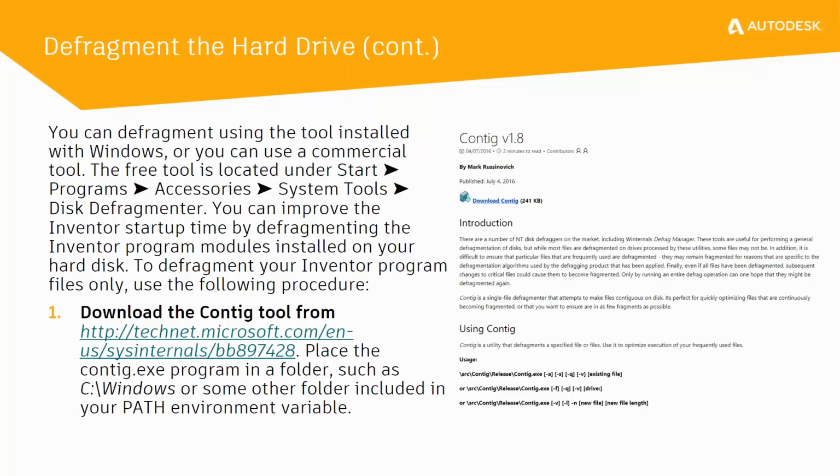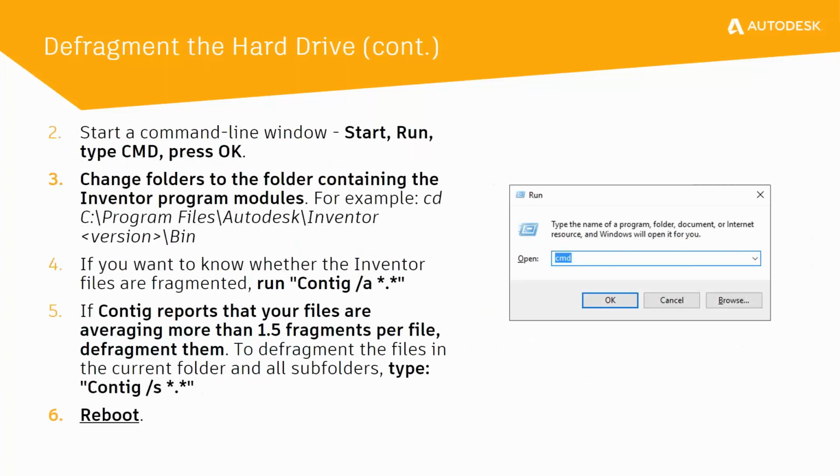If you're looking to defrag your Inventor files specifically rather than all of your hard drive, then you can actually do that using a Microsoft tool, by following the link on the screen there. If you download that file and then run it, or run a command line, you're able to locate specific Inventor program modules that you want to defragment.